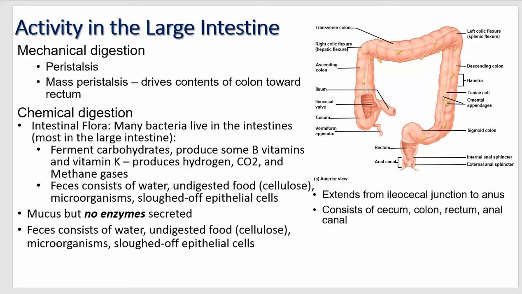So a lot of the digestion that takes place depends on certain bacteria. So there's fermentation of carbohydrates, production of some B vitamins and vitamin K, and then byproducts, producing hydrogen, carbon dioxide, and methane gases. That's where a lot of flatulence comes from, from these bacteria processing things and helping us complete the job of digestion. Feces consists of water, undigested food, which includes cellulose, which is why when we talk about needing a high fiber diet, that helps things move.